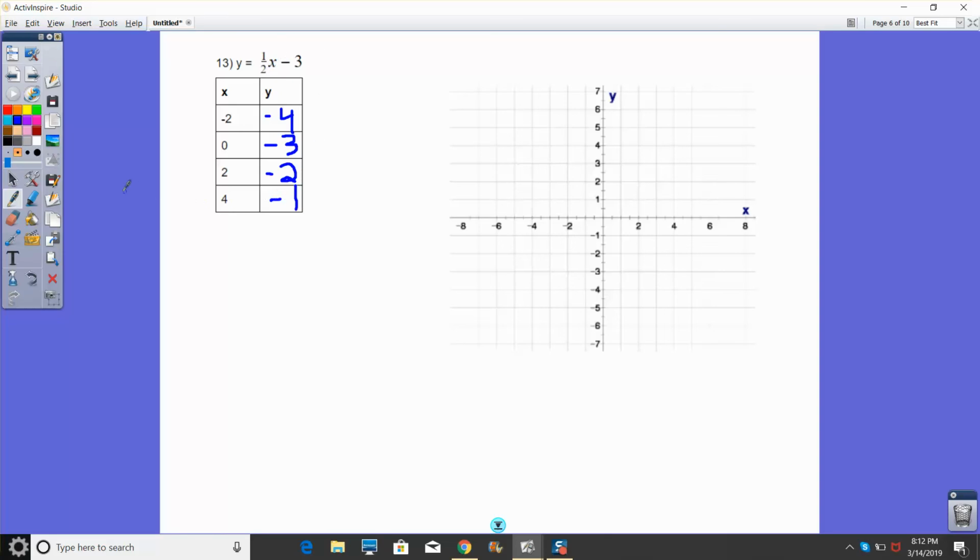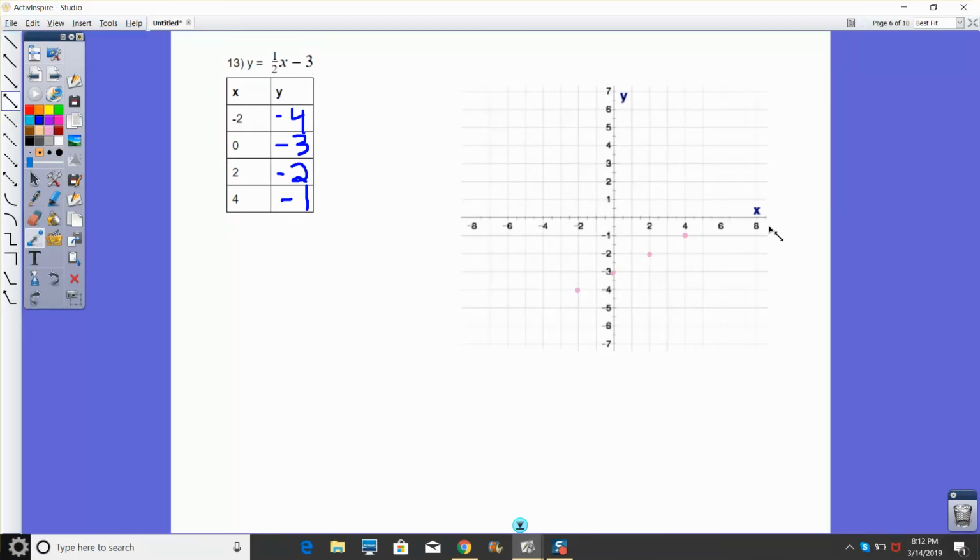Okay, so once again, we've got some coordinates to plot here. -2, -4, let's go right here. That's going to be right about here. If I go 0, -3, that's right here. If I go 2, -2, that's right here. And if I go 4, -1, it's right there. So that's 4 points from that table.